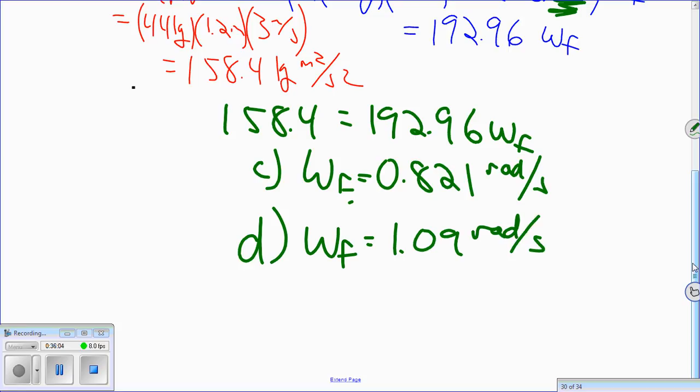Why am I happy that I got a bigger angular velocity? Less inertia when you're closer to the center, right? So it spins faster. Cool? Questions? Alrighty.